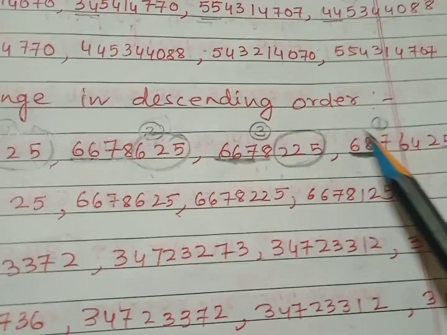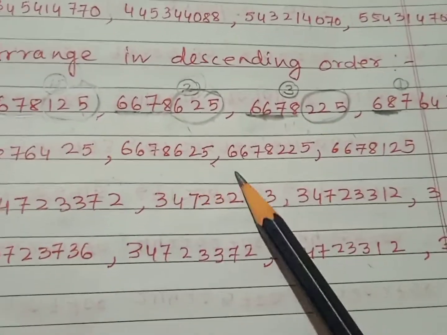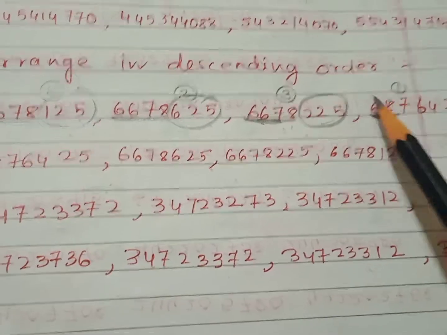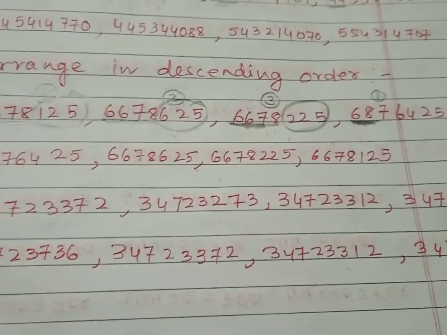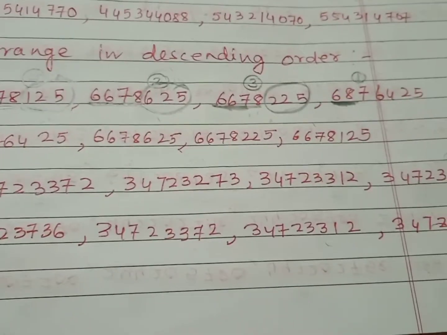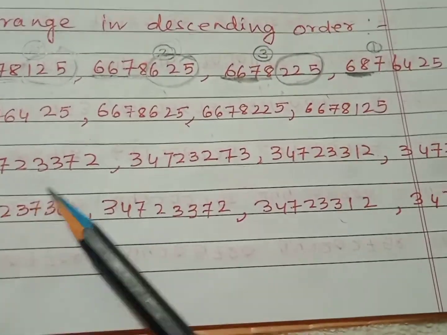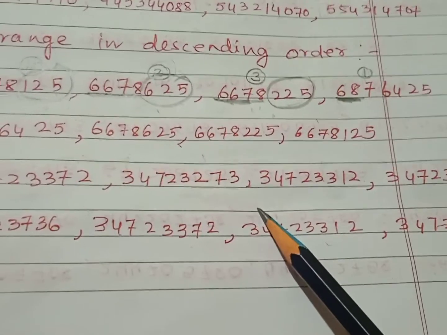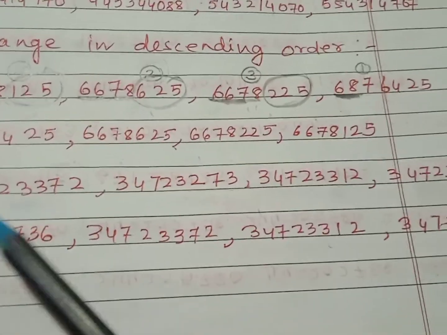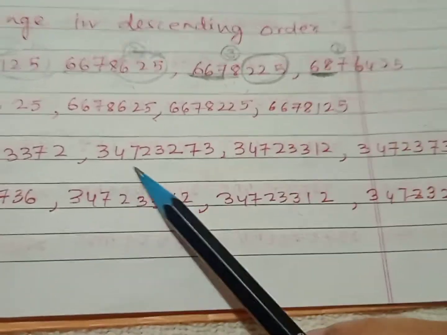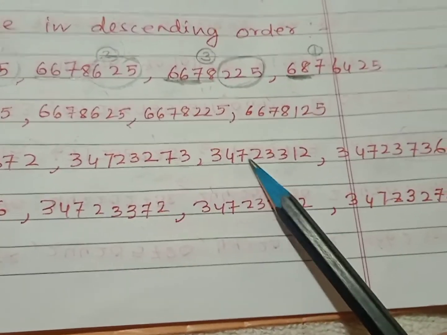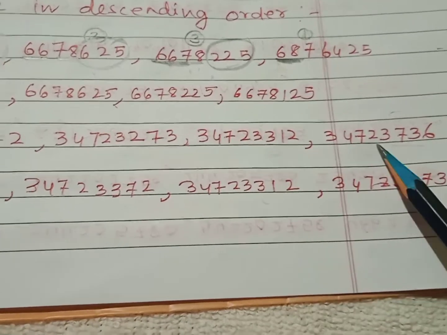According to the numbering that we've done, we will now place the numbers so they will be in descending order. Now coming to question number B. Here we have 8 digits: 1, 2, 3, 4, 5, 6, 7, 8, and the same for all three numbers.